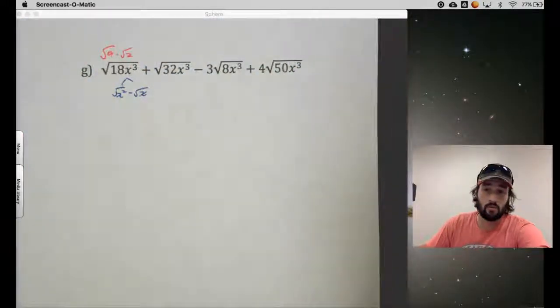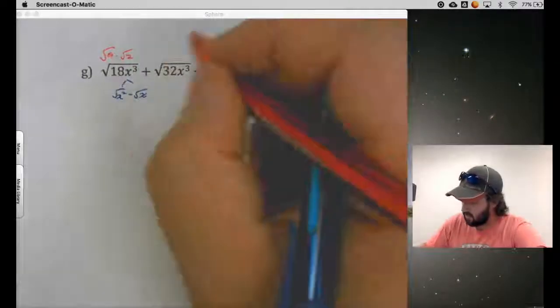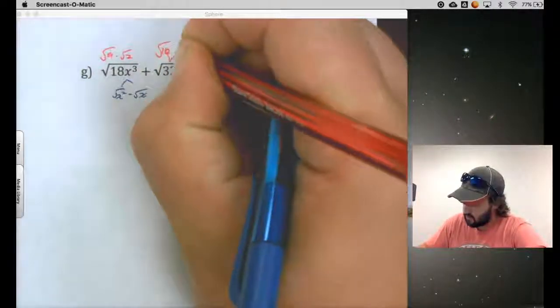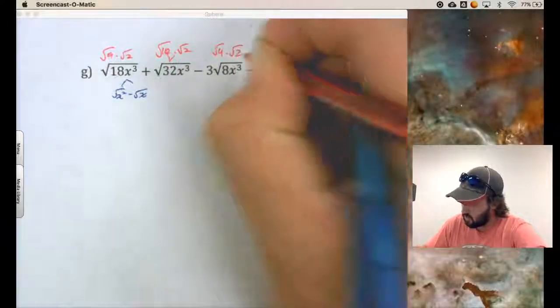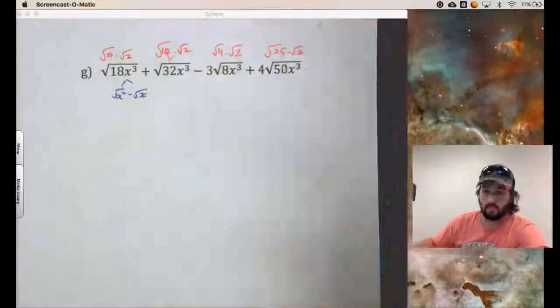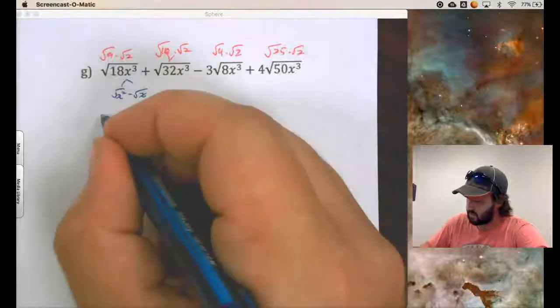I don't know the square root of 2, even though it's 1.4. I have too many things memorized. 32 is root 16 times root 2. 8 is root 4 times root 2. And 50 is root 25 times root 2. All right, so this 18 becomes 3.